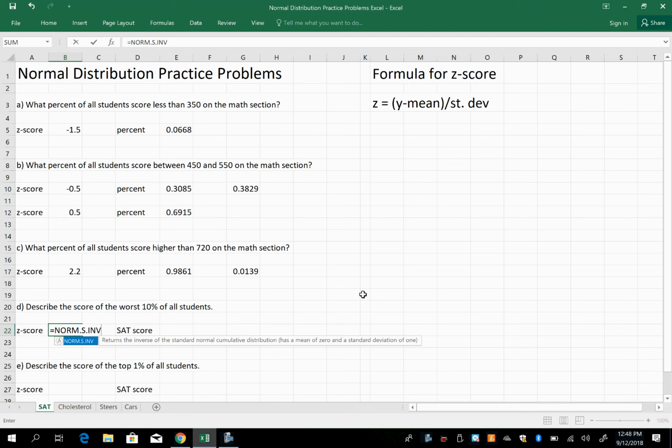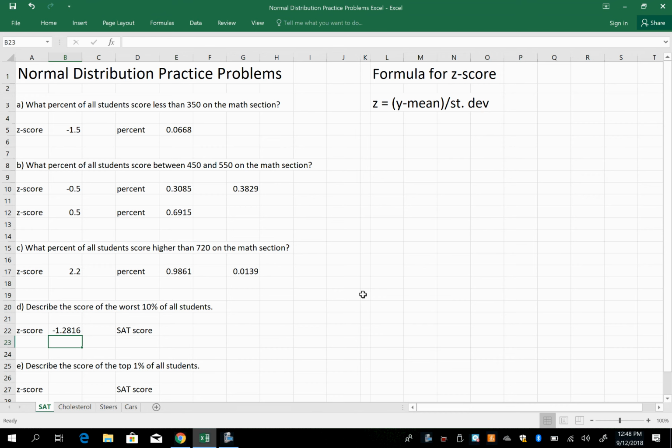I-N-V, which means inverse. So we're saying, hey, computer, I don't want the percentage. I'm going to give you the percentage. You give me the z-score. All right? Open a parenthesis. See how it says probability? That's the percentage. What am I typing in? 0.1, always as a decimal. 0.1, and then close it. And if you hit enter, it will give you your z-score, which is negative 1.2816.